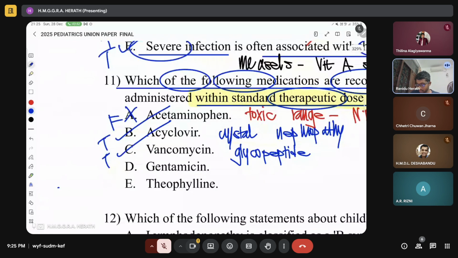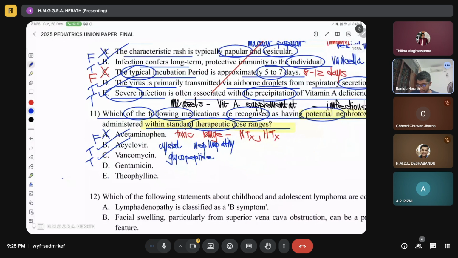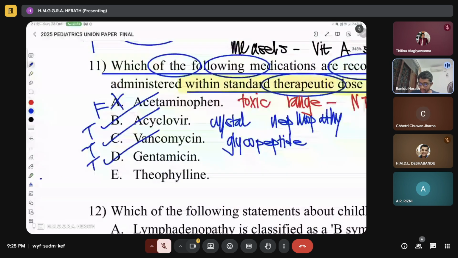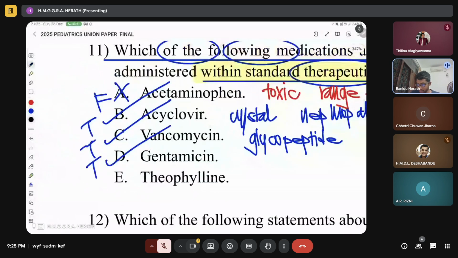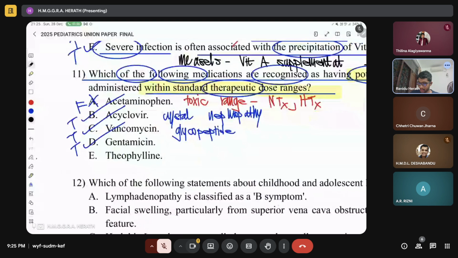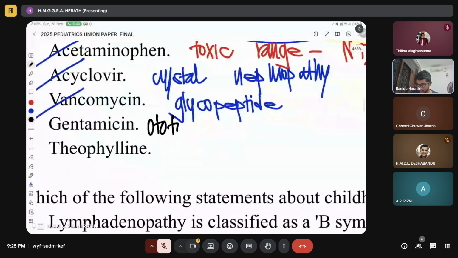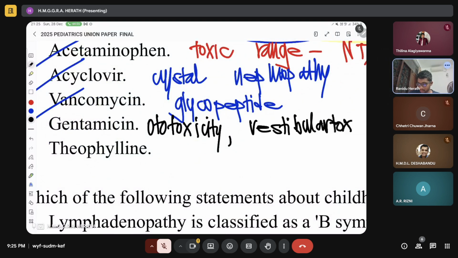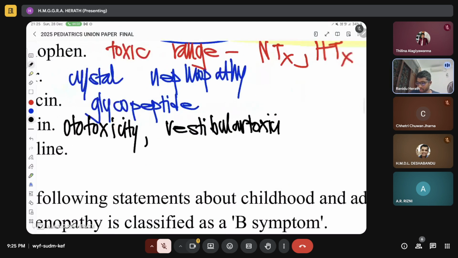Gentamicin, does it cause nephrotoxicity in the standard therapeutic dose range? Yes. What is the other complication that can be caused by gentamicin in the normal therapeutic range? Ototoxicity and vestibular toxicity. Blindness is not something caused by gentamicin.